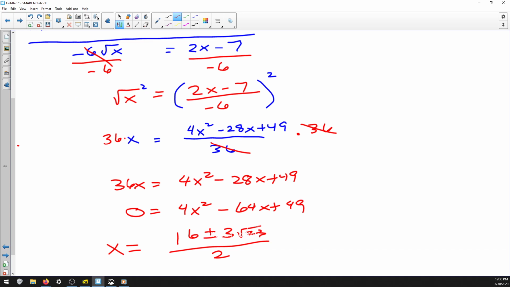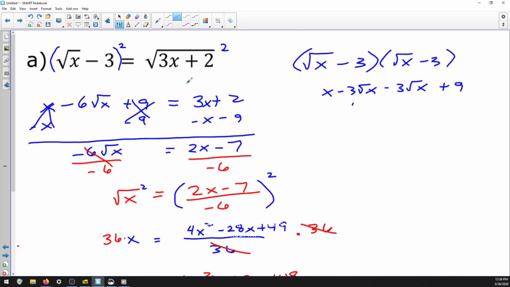But if we look at the decimal form, we do still have to worry about extraneous solutions for something like this. If I go to my calculator and type in 16 plus 3 root 23, get my answer divided by 2, you get two answers. Do the same thing for the minus. You get about 0.81, and you get 15.919. So those are my two answers if I type this into the calculator.